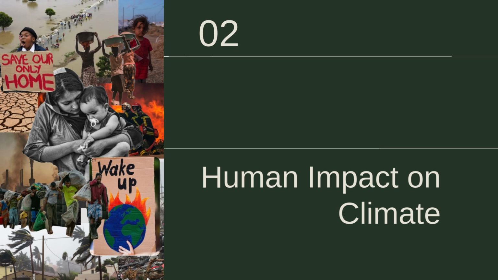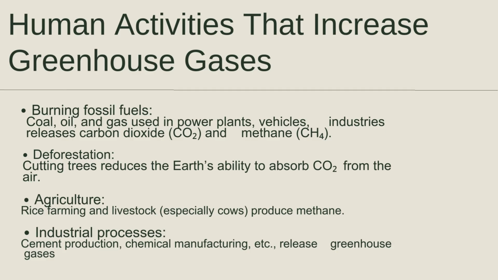Human impact on climate. Human activities have greatly increased the amount of greenhouse gases in the atmosphere. Burning fossil fuels for electricity, transport, and industry releases large amounts of CO2 and CH4. Deforestation removes trees that absorb CO2, worsening the situation. Agriculture, especially livestock farming and rice paddies, is a source of methane emissions.